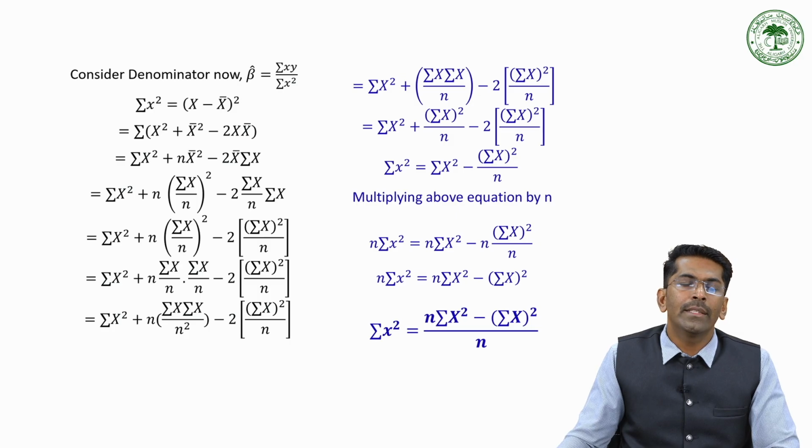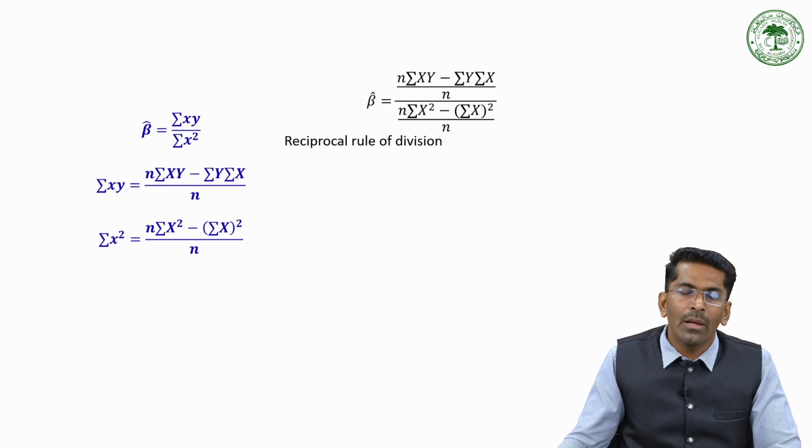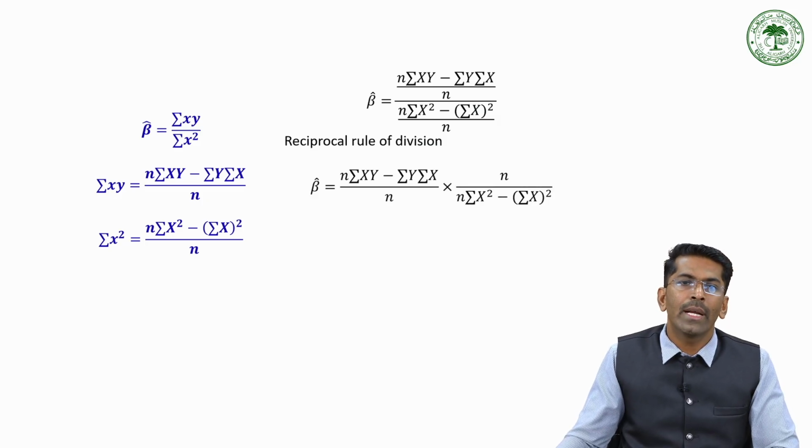Now I am going to consider the numerator and denominator which we have already written here. See, sum of xy, which is already derived here, and sum of x square is also derived. Now considering both the numerator and denominator together, it will become beta hat. Instead of sum of xy, I am going to write this value, and instead of sum of x square, I am going to write this one. So it will become like this. By the reciprocal rule of division, we write the numerator term as it is, and the denominator's numerator and denominator are swapped, in this particular format.